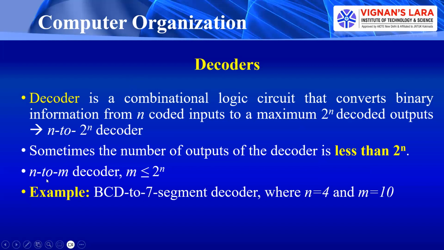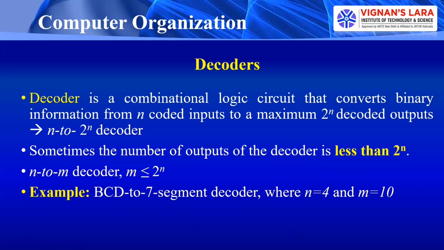Coming to that case, here is the n to m decoder. That means the m value is either equal to 2 power n or less than 2 power n. If you consider m less than 2 power n, the best example is the BCD to 7-segment display decoder. We know that BCD is nothing but binary coded decimal. Each and every decimal symbol we represent with 4 binary bits, so it has 4 inputs. So n is equal to 4. And it is used to display the decimal digits on a 7-segment display.